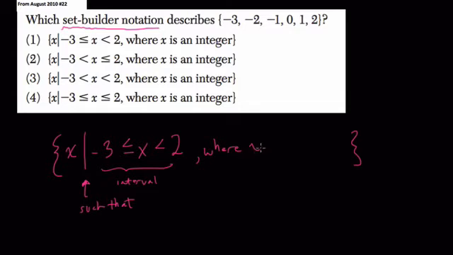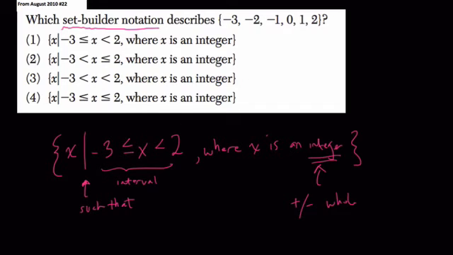It says where x is an integer. And integers are just positive or negative whole numbers, right? Positive or negative whole numbers. So the way it works is that you start off with the type of variable, the interval, and then you describe the numbers in the interval range.